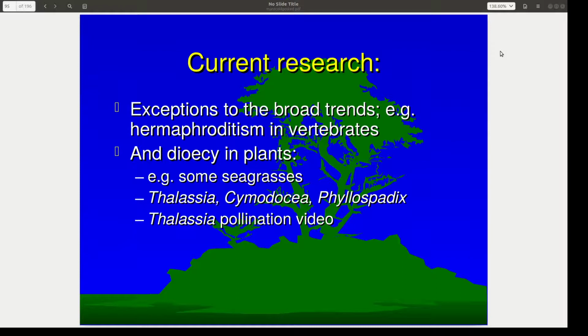And this is a very active area of research currently, and it seems like the main research projects focus on exceptions to the broad trends in order to understand the trends. If you understand the exceptions, then I think that gives you some pretty good insights. So, for example, looking at hermaphroditism in vertebrates and selfing rates in vertebrates to find out how that system evolves, simultaneous hermaphroditism, and also dioecy in plants. In some seagrasses, for example, looking at pollination in these species compared to monoecious species to understand how dioecy evolves and sexual systems evolve in seagrasses. So this is what you'll find if you delve into the literature.